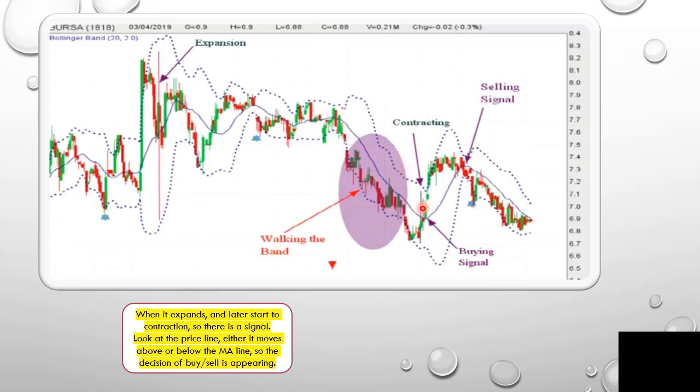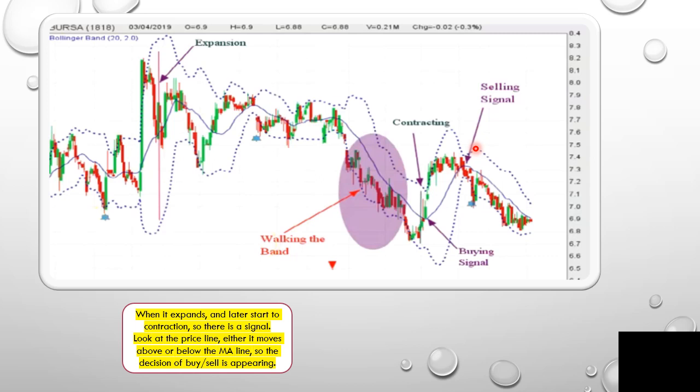Okay. Lepas tu kat sini nampak tak? Dia contract lagi ni. Dia expand lagi dekat sini. Kan? Lepas tu dia contract. So kita nampak kat sini. Okay. Dia punya signal. Okay, so itu lagi mudah lah sebenarnya kalau you nak tengok in terms of Bollinger Band.